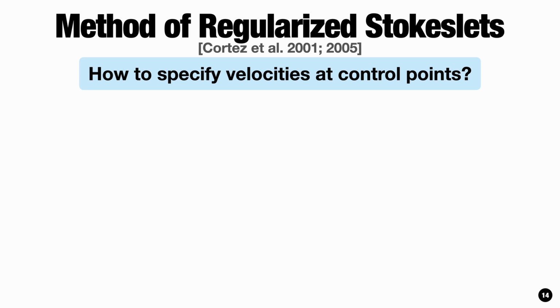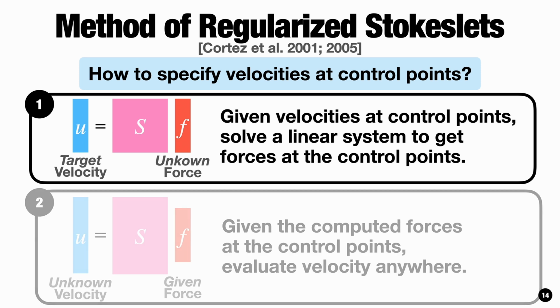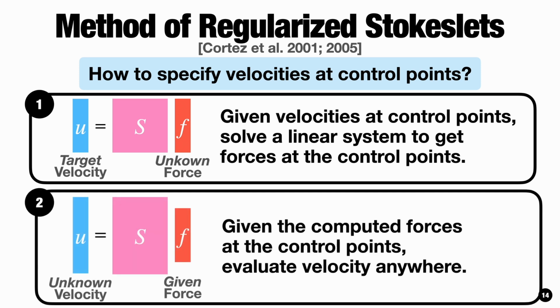We take a two-step approach to this problem. First, given the target velocities at control points, we solve a linear system of equations to get the forces at the control points. Once we find the forces at the control points, we can evaluate the incompressible velocity field's value anywhere in the space.